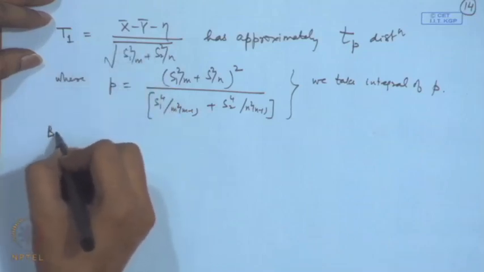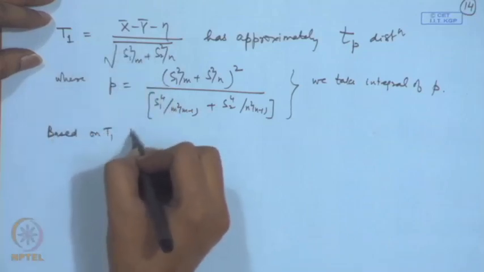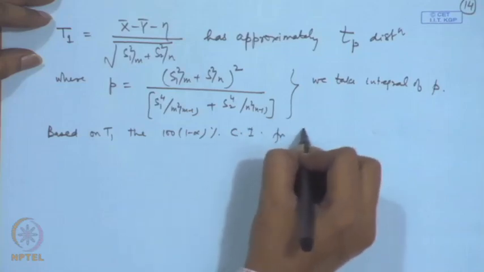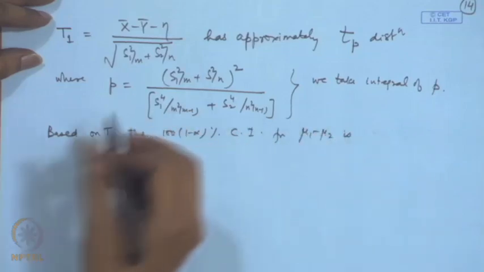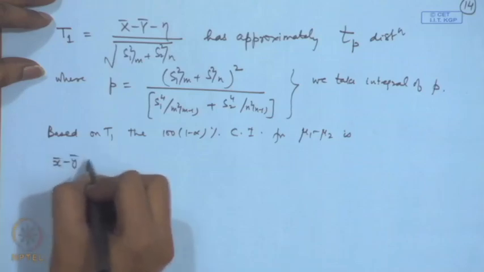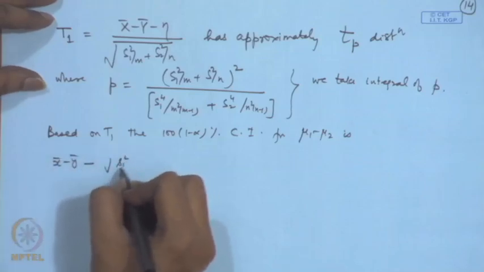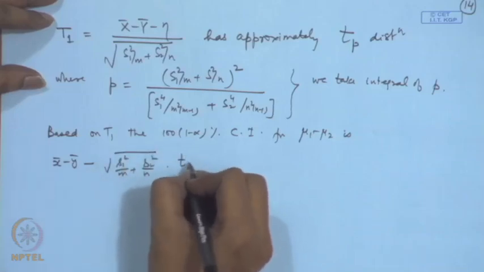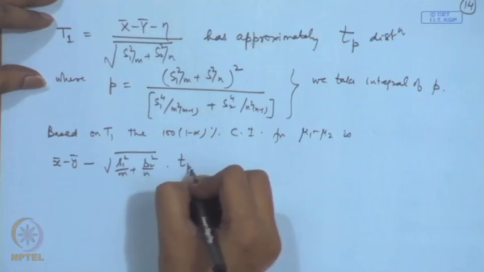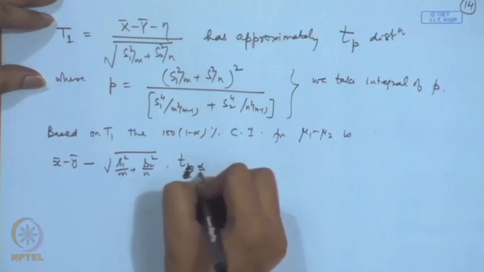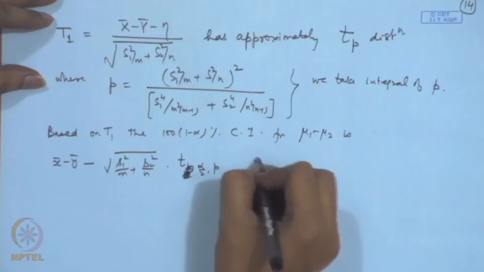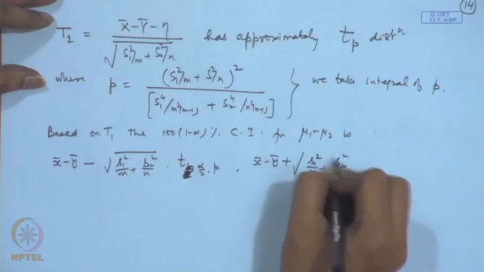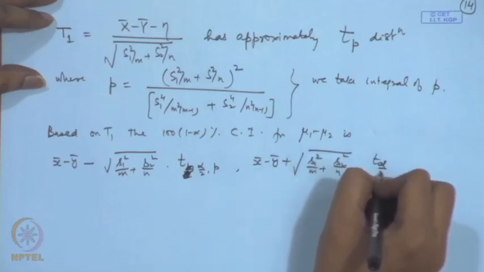So, based on T 1, the 100 into 1 minus alpha percent confidence interval for mu 1 minus mu 2 is then obtained as x bar minus y bar minus square root of s 1 square by m plus s 2 square by n, t alpha by 2, p, to x bar minus y bar plus square root of s 1 square by m plus s 2 square by n, t alpha by 2, p.